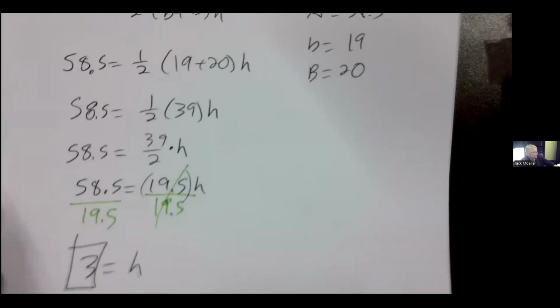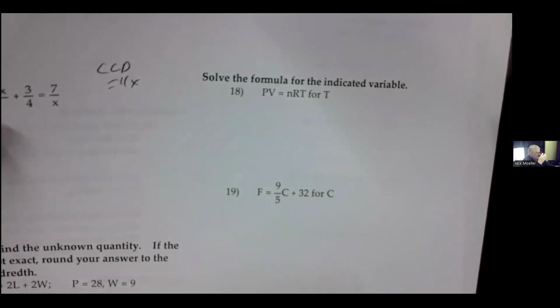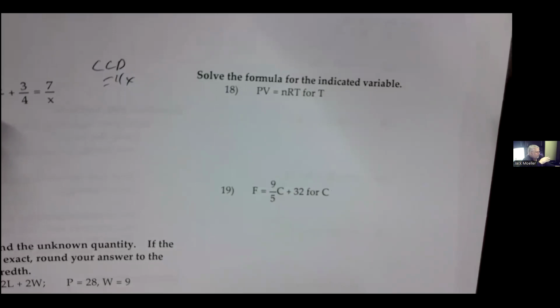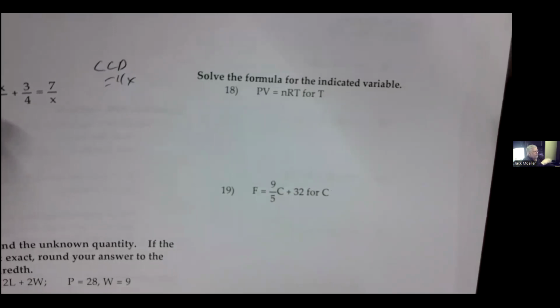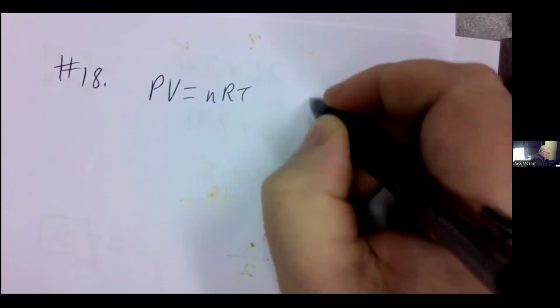What happens if we don't give you values? That's where the rest of these are coming from. So when it says solve for the indicated variable, that means you're going to have to, in your brain, think of the variables you're not solving for sort of like numbers, and the variable you're solving for sort of like x. Hopefully that will help. And let's do this first. 18 is we're solving PV equals nRT for T.